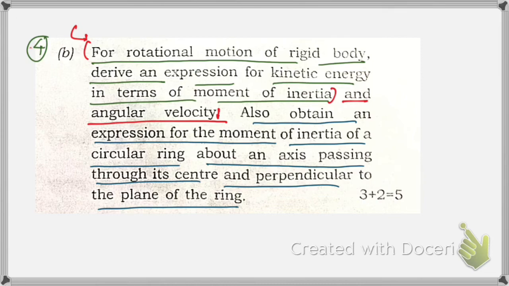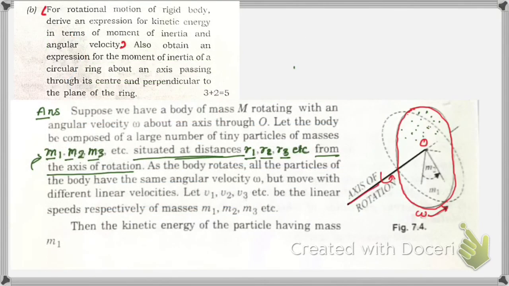So first let us do the first part. Now let us answer this question number 4b. Here you see, suppose we have a body of mass capital M, and it is rotating with angular velocity omega about this axis of rotation.